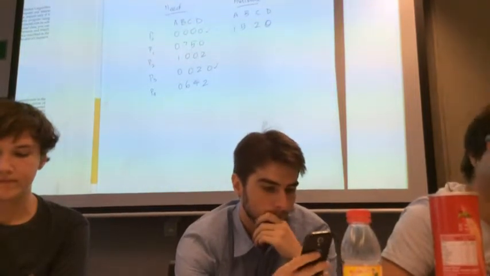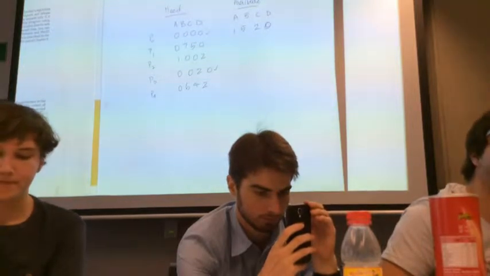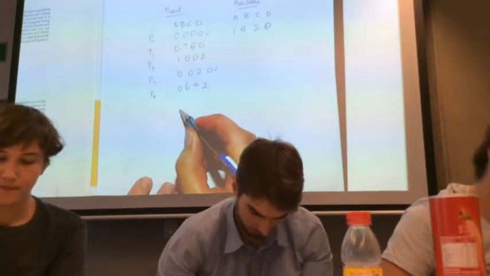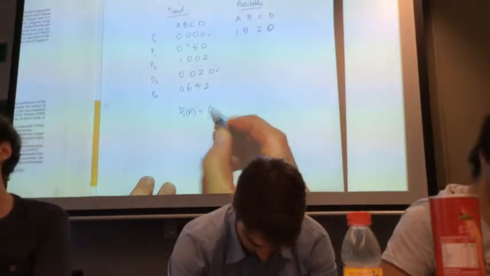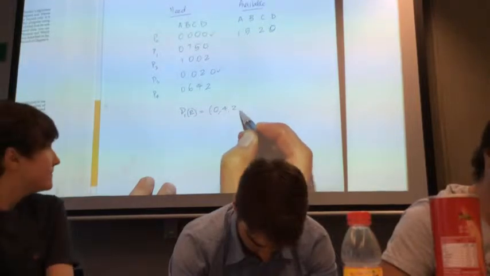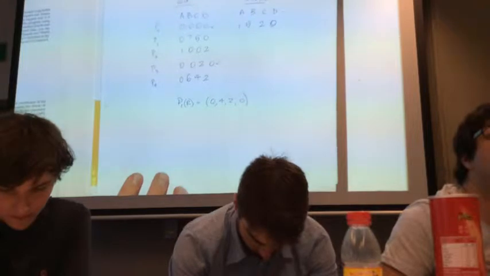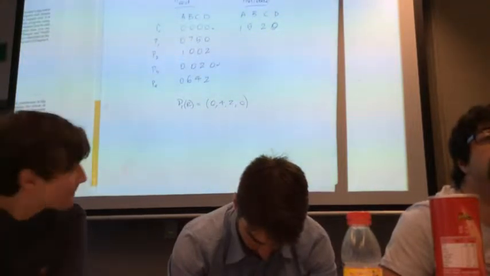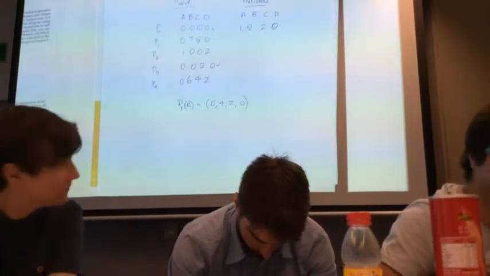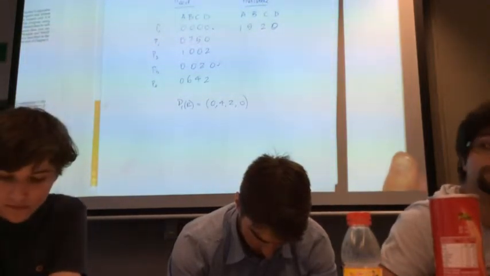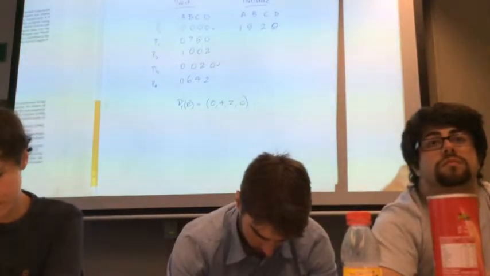Okay, last part says, part C, if a request from process P1 arrives for 0, 4, 2 and 0, so we've got P1 requesting 0, 4, 2 and 0, can the request be granted immediately? It can, but it shouldn't. Yeah, it can, but it's not necessarily a good idea.